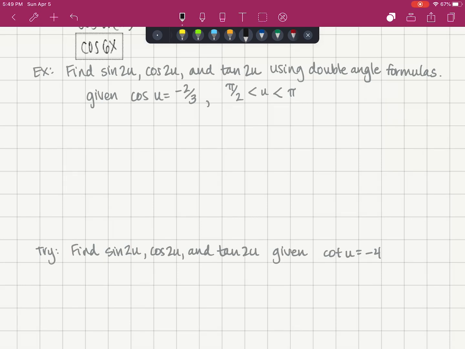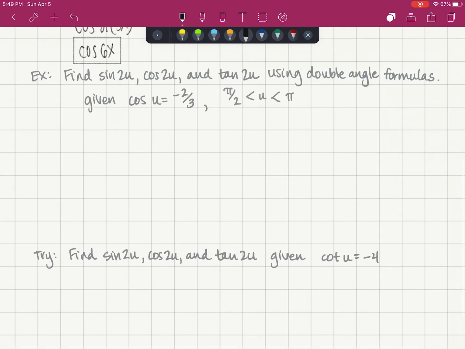Okay, in the next example, we're going to practice making out triangles, finding the missing side, being very aware of what quadrant our angle is in, and finding the sine of a double angle, cosine of a double angle, and tangent of a double angle.